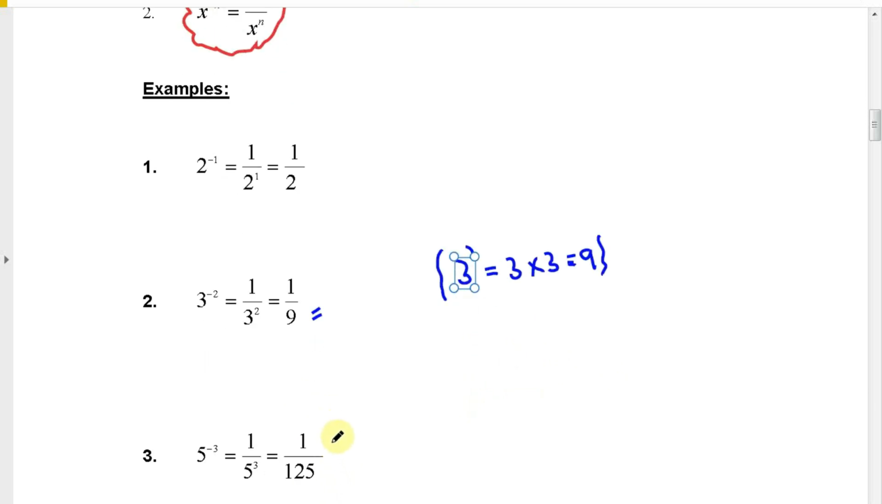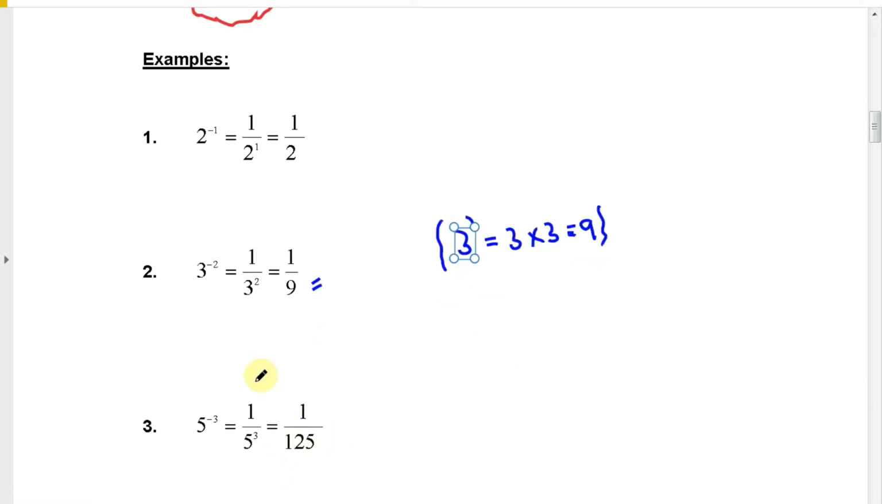Another example. 5 to the power minus 3. Remember, 5 to the power minus 3 is 1 over 5 to the power, with minus 3 turning into plus 3. And 5 to the power plus 3 is 5 times 5 times 5. 5 times 5 is 25, 25 times 5 is 125. So it's going to be 1 over 125.